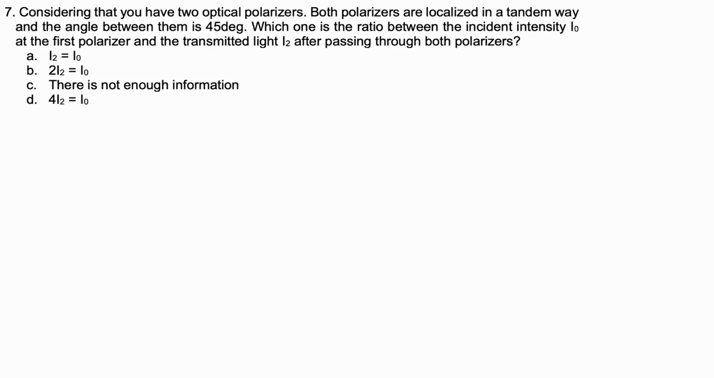Okay, this is Ana Douglas solving a couple of multiple-choice questions for the polarization module. The first one: say that we have two optical polarizers placed in tandem. So we're going to have our optical axis here. This is going to be our optical axis to place the two polarizers.